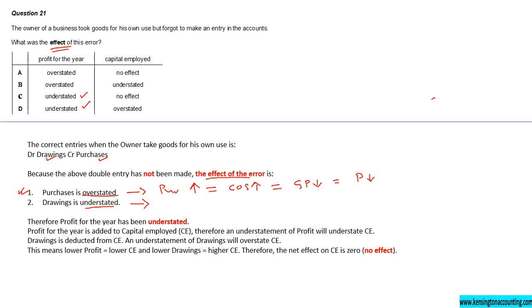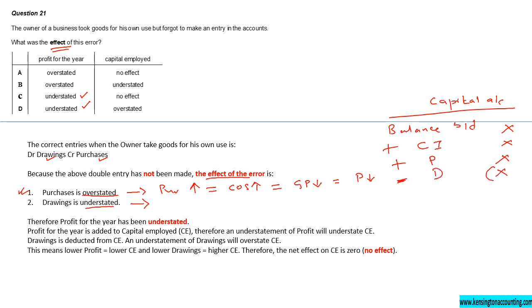Now let's look at the capital account in a balance sheet. Essentially you have the opening balance, which is the balance brought down. Then you add capital introduced during the year. Then you add profit made during the year, but the drawings is a deduction. Therefore, you deduct drawings for the year to obtain the closing balance of the capital account.